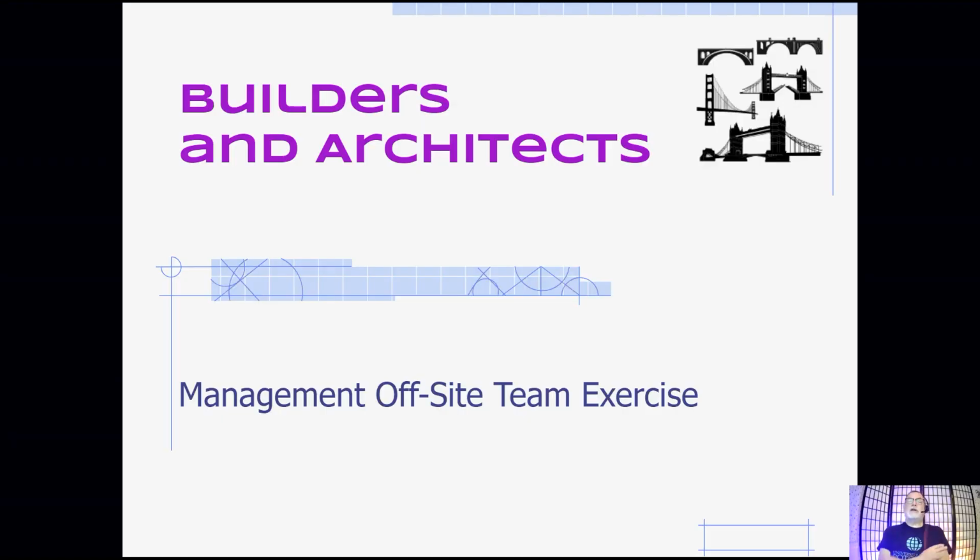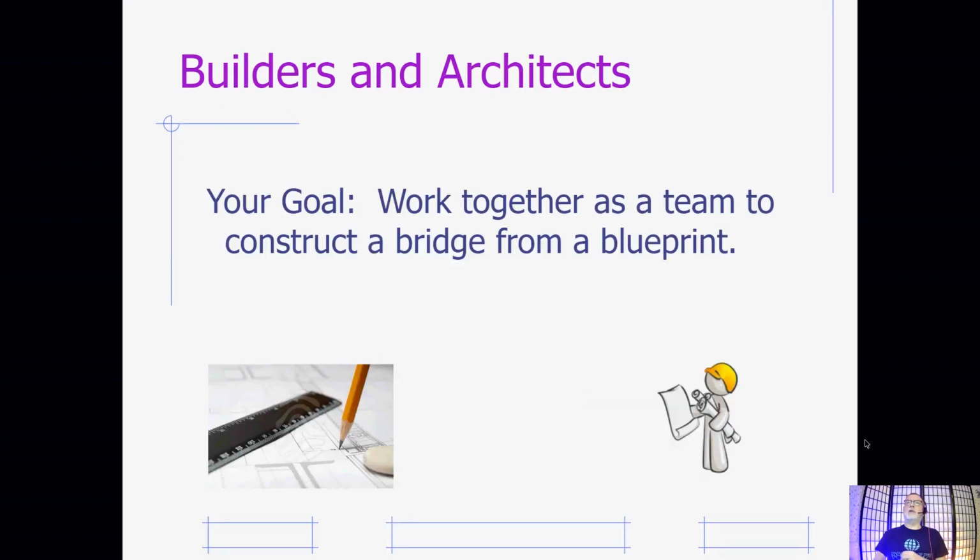All right, I wanted to share about an exercise that I participated in a number of years ago and failed miserably. And there's a reason for this. I've recreated this. This is actually someone else's product, but I've recreated it for the purposes of this slide presentation. It was called Builders and Architects. And let me just go up here and show a little bit.